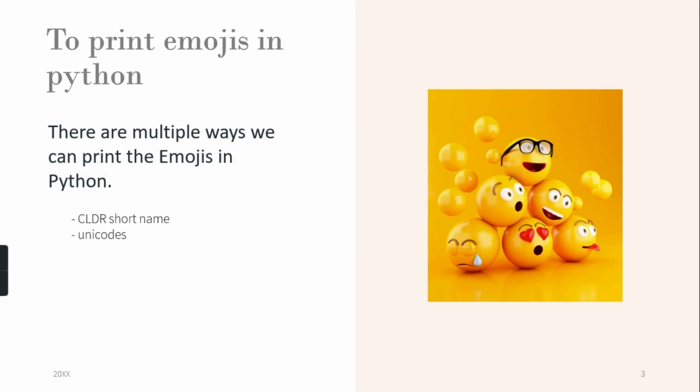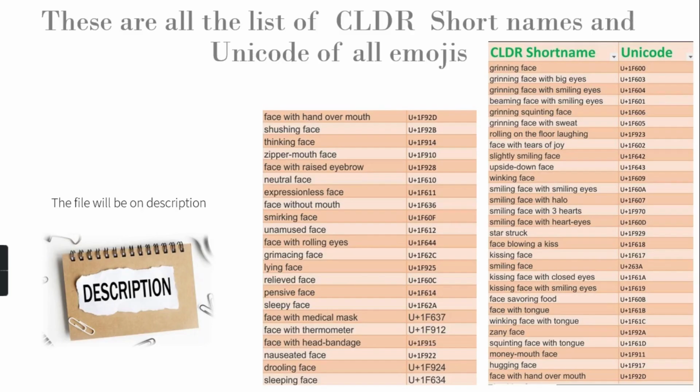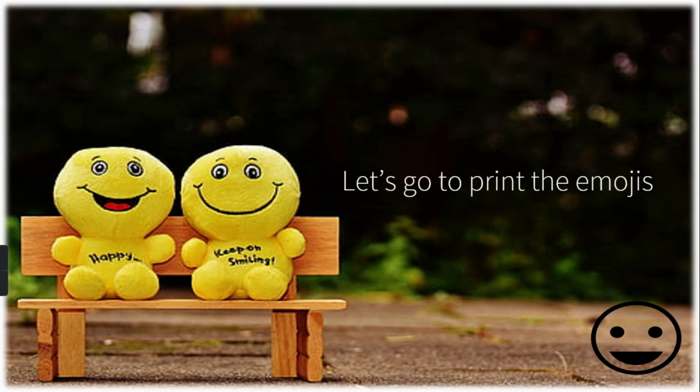Now, let's get started. There are different ways to print emojis in Python. Every emoji has its Unicode and CLDR short name. So let's see how to print emojis using Unicodes and CLDR names. The list of Unicodes and CLDR names of all emojis is provided in the description. Go through that. Now I'm going to print emojis in Google Colab. Let's go to Google Colab.